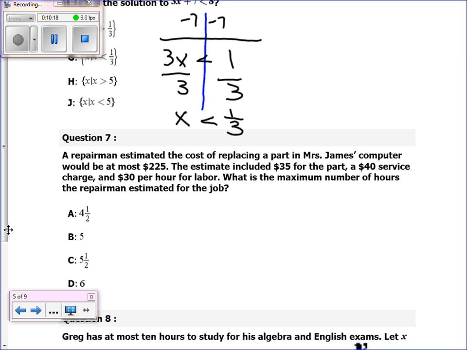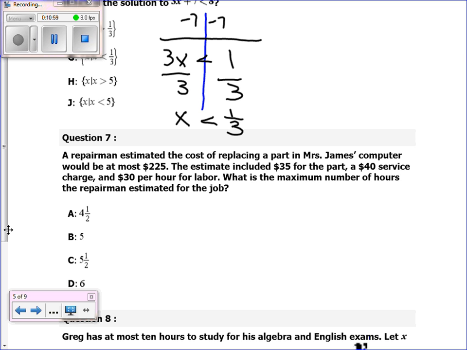So here we have the repairman, and the estimated cost of replacing a part on Mr. James' computer would be at most $225. So that's telling me, look, no matter what is going on with my computer here, Mr. James is going to pay no more than $225. Now, of course, this estimate includes $35 for parts, $40 for service charge, and $30 per hour for labor. That's what gets you, is always the labor. Now, what is the maximum number of hours the repairman estimated for his job? Okay, because he is surely not going to shortchange himself.